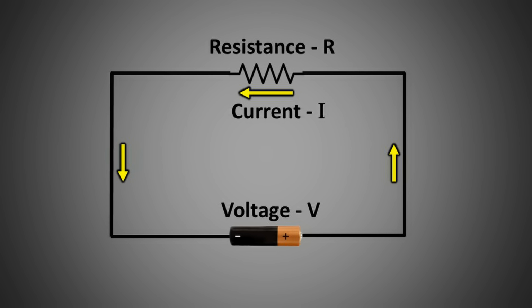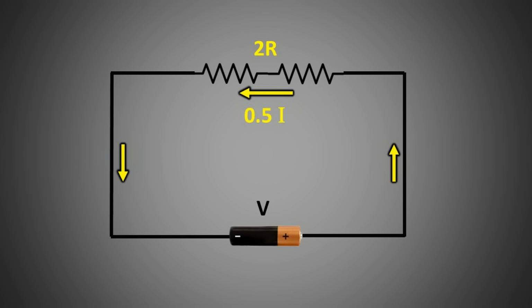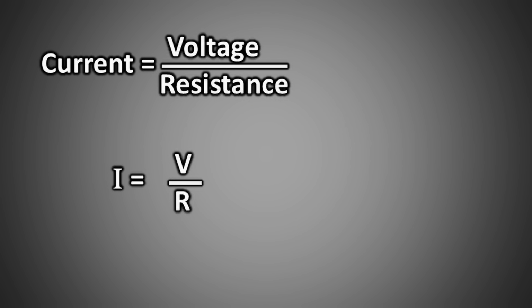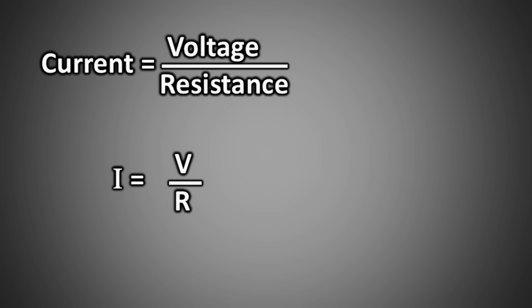The amount of current flowing through a conductor depends on 2 things: the voltage applied across it and its resistance. If the voltage increases, the current increases. If the voltage decreases, the current decreases. If the voltage remains the same but the resistance increases, the current decreases. And if the resistance decreases, current increases. This relationship between voltage, current, and resistance is expressed by a simple rule we all studied in school: Ohm's law. Current equals voltage divided by resistance, or I = V/R. It is also written as V = I × R.